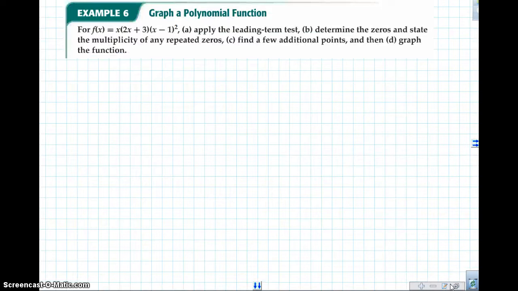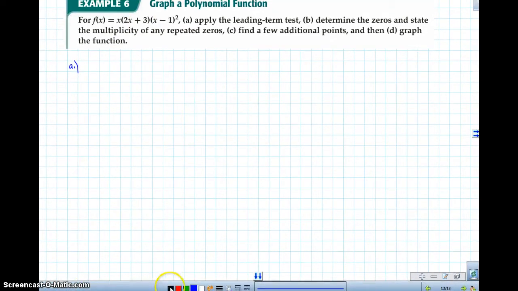Okay, so for our final example in section 2, we're going to actually go ahead and sketch a graph of the polynomial function. This example has been given to you in factored form. We practiced factoring today. So if it's not given to you in factored form, you'd obviously want to factor it first. And we're going to apply the leading term test first. The leading term test will help us to sketch the graph. So my leading term test says I need to find my leading term, obviously.